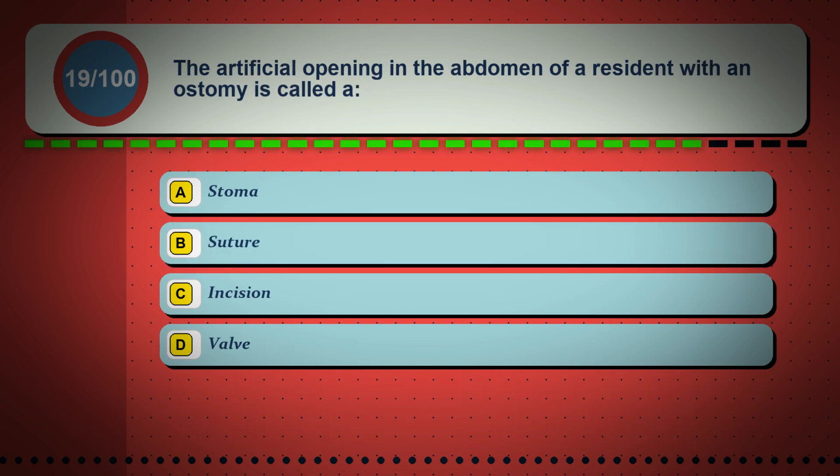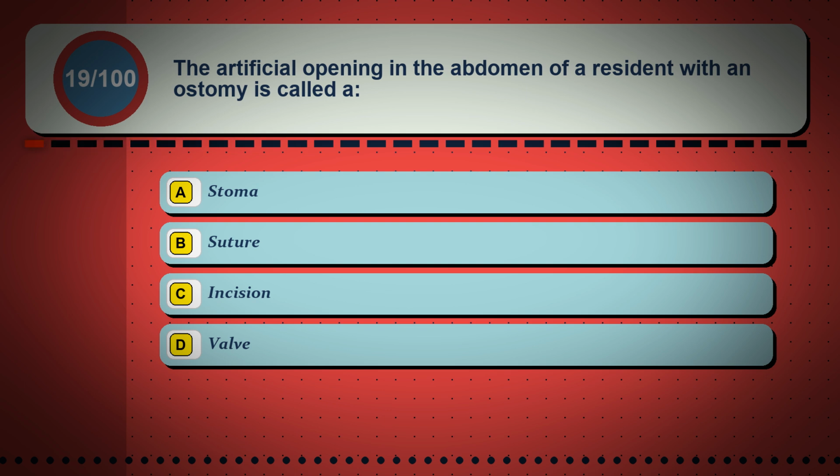Question 19. The artificial opening in the abdomen of a resident with an ostomy is called a: Option A, stoma. Option B, suture. Option C, incision. Option D, a valve.